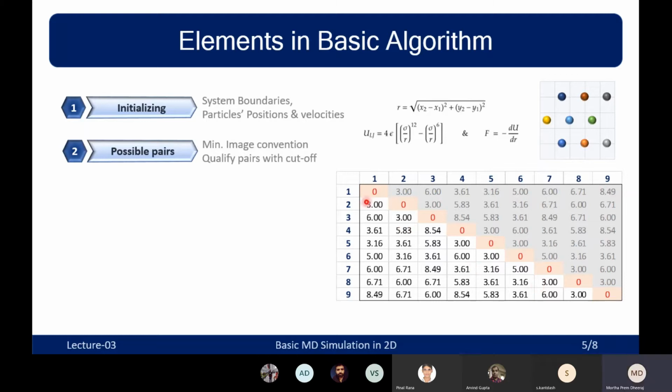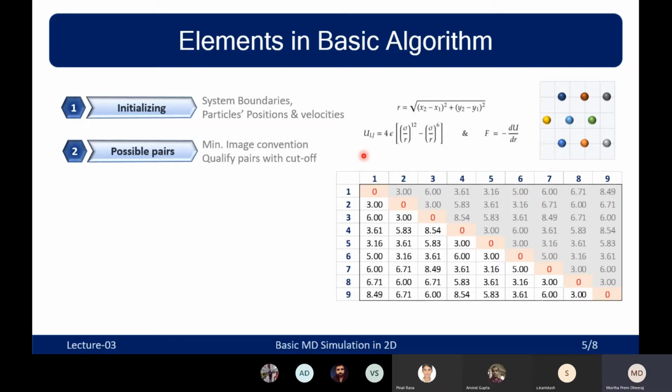So basically, if I start with the first particle, I do not start by comparing the first particle's distance with the first particle. I compare the first particle's distance with the second one, which is also equal to the second particle's distance with the first one. So this gives us unrepeated combinations for particle pairs.